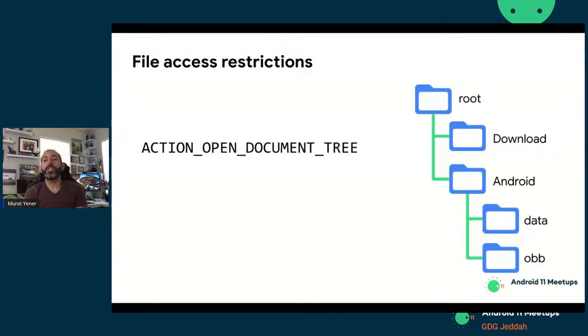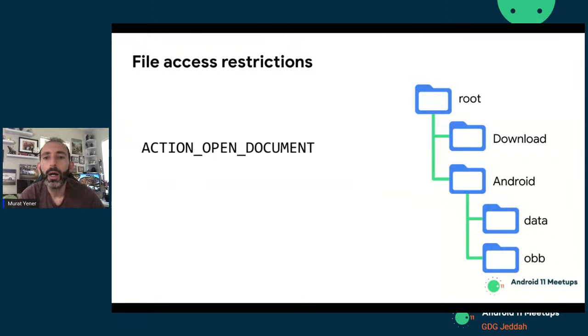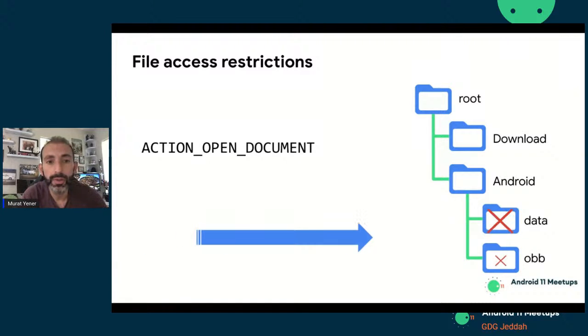I mentioned some changes, so let's see some restrictions. With ACTION_OPEN_DOCUMENT_TREE, apps can no longer access files in some folders. These folders are the root of internal storage, the Downloads directory, Android/data, and the Android/obb directory. You also can no longer use the ACTION_OPEN_DOCUMENT intent to request access to individual files from the Android/data and Android/obb directories, and also all subdirectories.